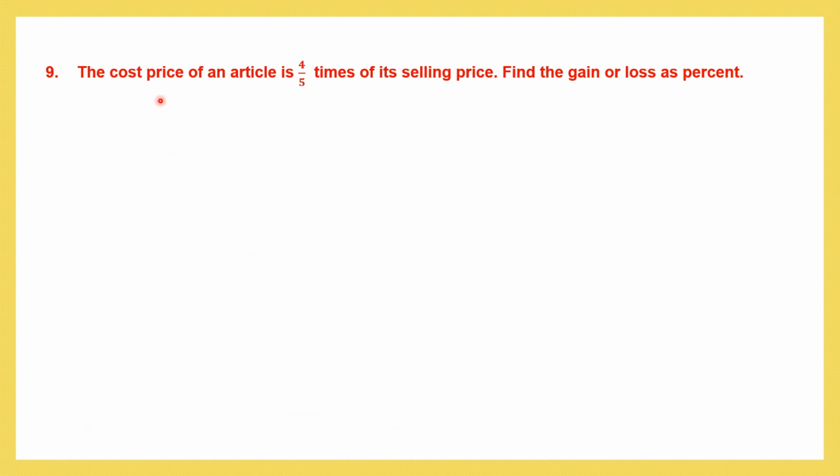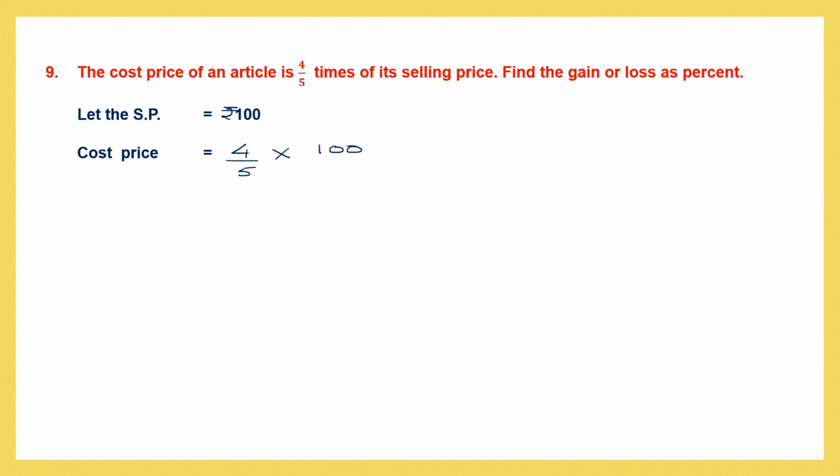Question 9. The cost price of an article is 4 by 5 times of its selling price. Find the gain or the loss as percent. So here it's the reverse of the previous question. The cost price is 4 by 5 times of the selling price. So we don't know the selling price. Let's consider the selling price to be 100 rupees. That means the cost price is 4 by 5 times of the selling price. So we can find that, 4 by 5 times of selling price of 100.